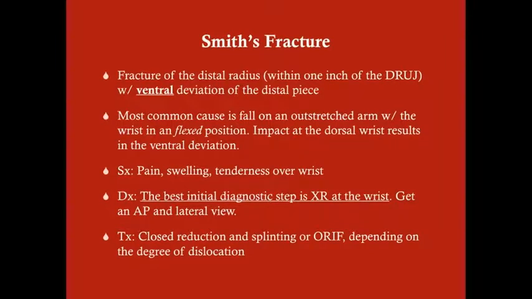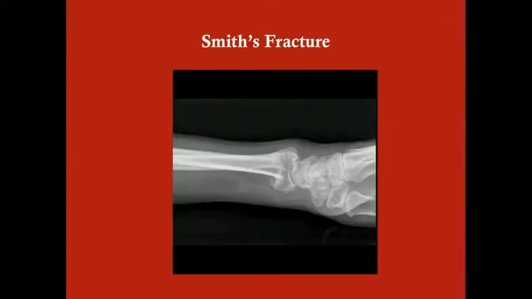So if you can imagine, if you strike your wrist dorsally, you can see how clearly you're going to push that piece ventrally. So an impact at the dorsal wrist. And the symptoms are going to be pain and swelling and tenderness over the wrist, and a lot of times you'll also see a deformity, although it's not that classic dinner fork deformity that we see in Colles fracture. Diagnosis, again, is going to be X-ray at the wrist. You're going to want to have at least two directions, and then the treatment will be depending on the degree of dislocation, so closed reduction or open reduction. And then here's the Smith's fracture.